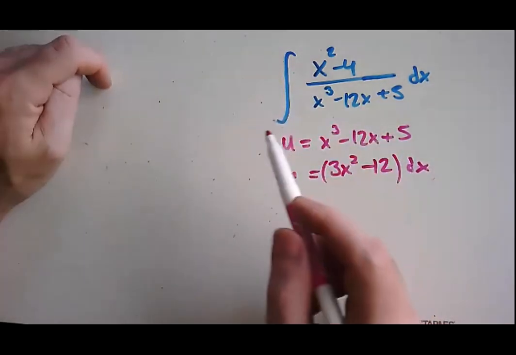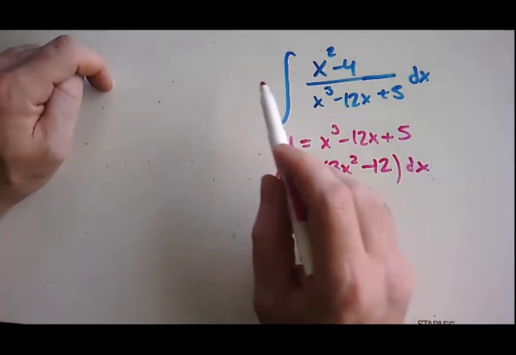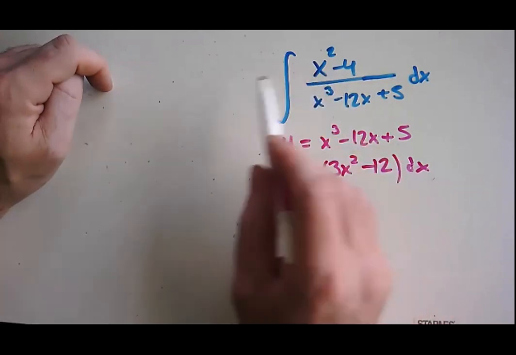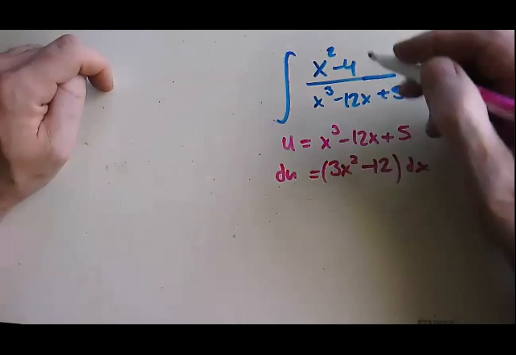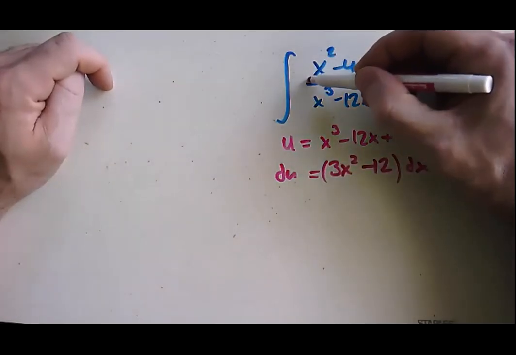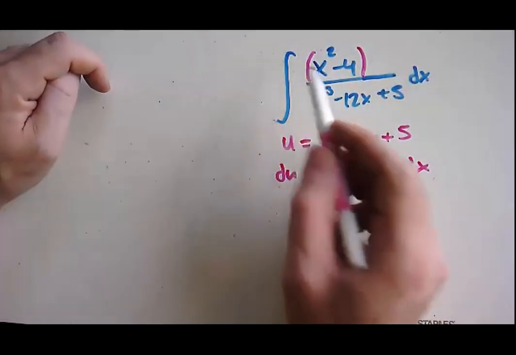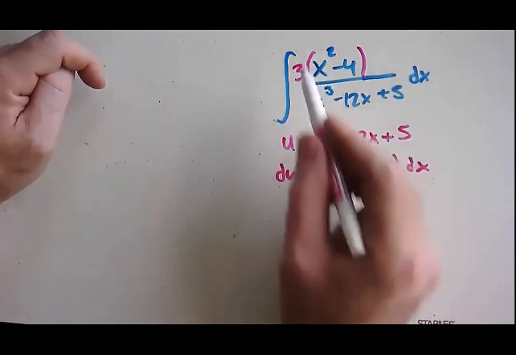But one thing that we can do, we know that derivatives and antiderivatives have a constant multiple rule. So if I multiply by some number on the inside or on the outside, it doesn't matter. So here's the trick that I'm going to do. I'm going to kind of hack our original problem. And here's how I'm going to hack it. I'm going to multiply what we have here by 3 inside the integral.